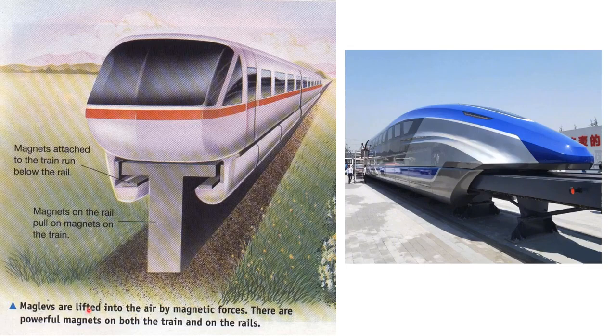Because of this gap which is created when the train gets lifted by the magnetic force, there are very few frictional forces that act, and because of this, these trains can run at a speed of more than 400 kilometers per hour.